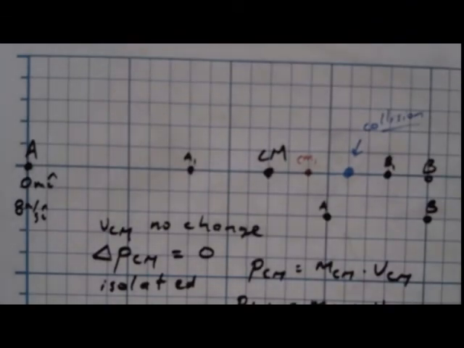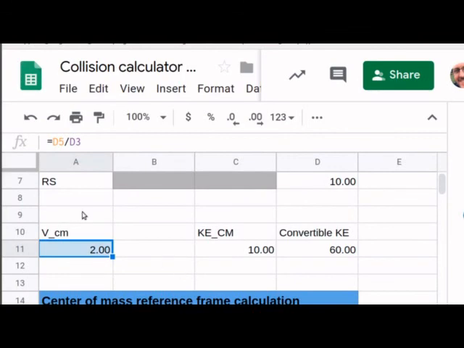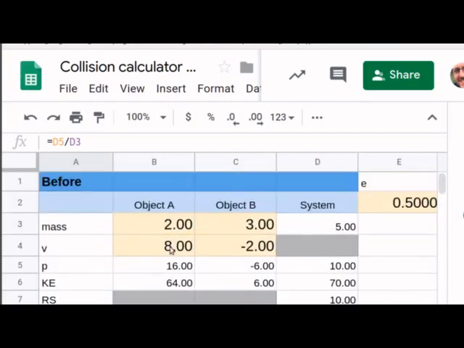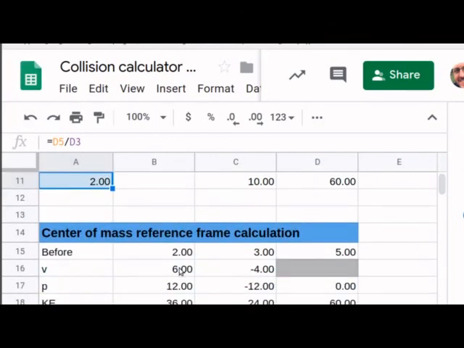So we can translate our reference frame to one where the center of mass isn't moving by subtracting those 2 meters per second from each of these velocities. So I'm going to subtract 2 from that 8 and subtract 2 from the negative 2, and that will give me 6 meters per second for object A and negative 4 meters per second for object B. So object A seems to be going 2 slower. Object B seems to be going 2 faster because I'm moving towards it.